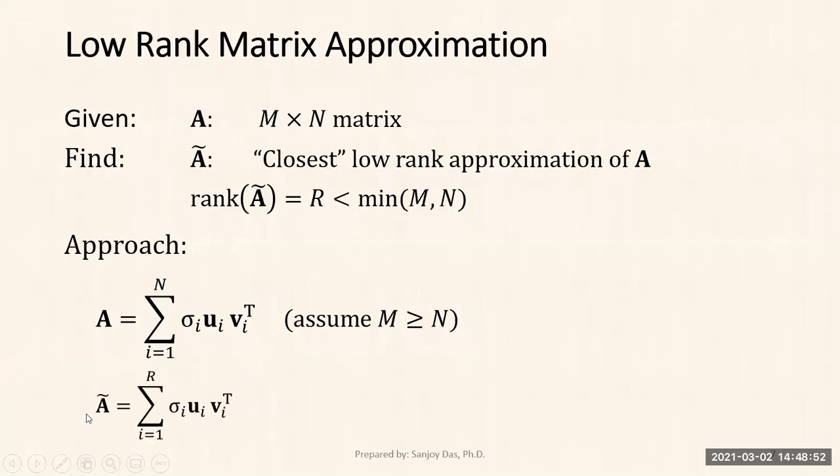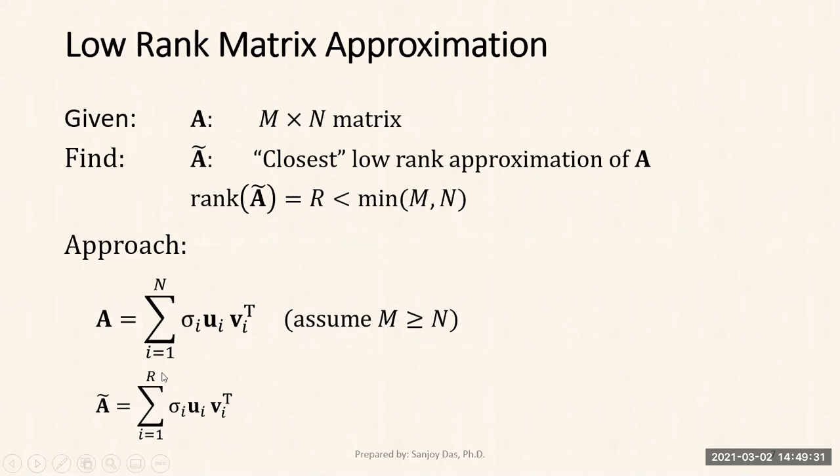So A tilde is equal to the summation over i equals 1 through r, where r is less than m and n, so it's less than n, of sigma i u i v i transpose. So basically, I'm carrying out the summation not over all n terms, but over the first r terms. And this is my solution, A tilde. It's the closest low rank approximation of A.